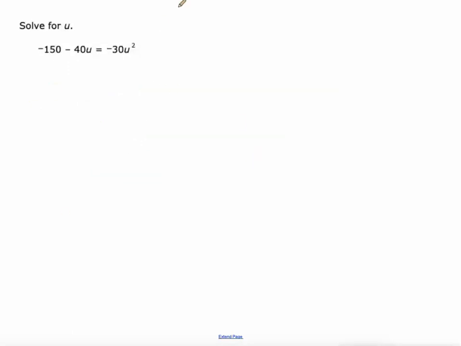One more, and this one's a little tougher and probably where the idea of using factoring kind of runs out and maybe it's not as easy anymore. First thing I've got to do is write this in general form. So I'm going to add 30u squared to both sides. So 30u squared minus 40u minus 150 equals 0. Then I see that all three of those terms are divisible by 10. So I'm going to divide everything by 10. 3u squared minus 4u minus 15 equals 0.